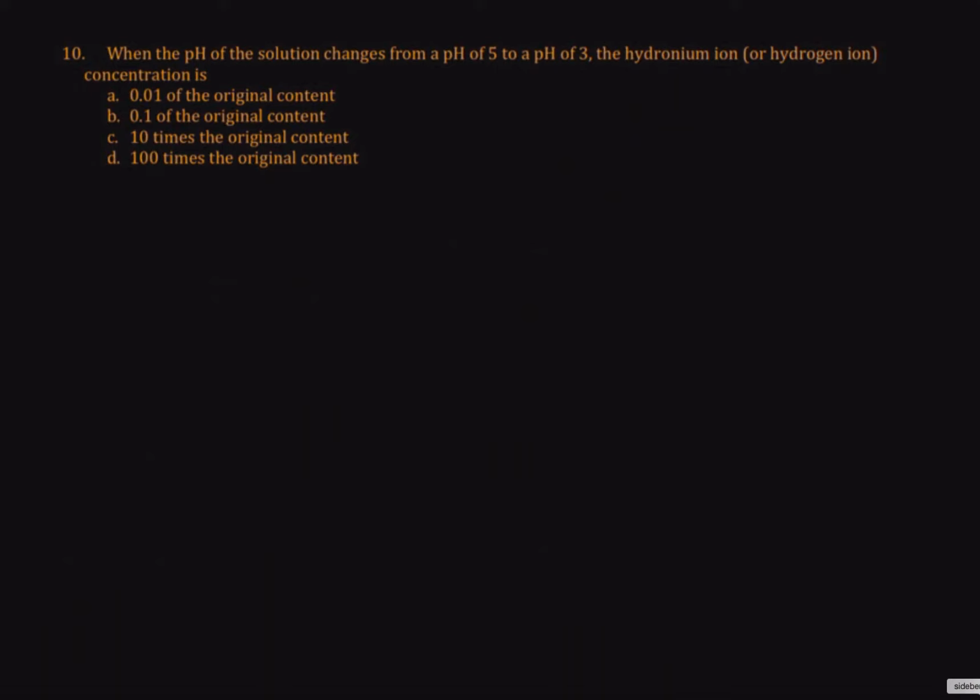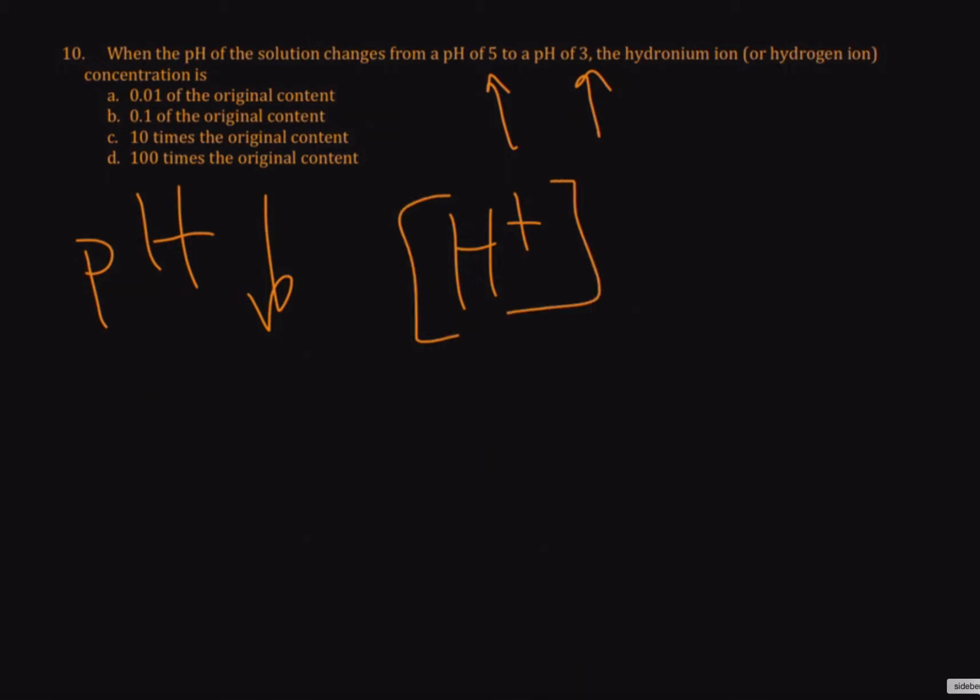The pH of a solution changing from 5 to 3, what happens to the hydronium ion concentration? All right, so two parts to this. One, you have to recognize what's happening as the pH gets lower. As the pH goes down, the hydrogen ion or hydronium ion concentration goes up. It kind of seems backwards, but that's just the way the scale works. Lower numbers mean more hydrogen ions. So that's the first thing.